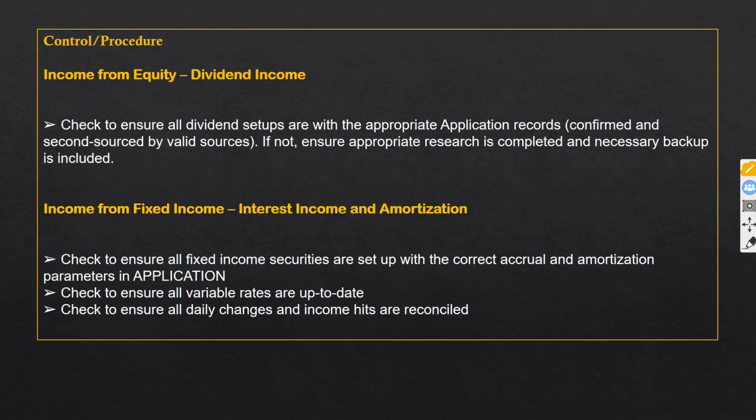Control procedure: if you ask me, control means if you're a team leader, manager, or any other counterpart, you can cross verify and check to ensure all dividend setups are with appropriate application records, confirmed and second-sourced by valid sources like the stock exchange, Bloomberg, etc. If not, ensure appropriate research is completed and necessary backup is included.